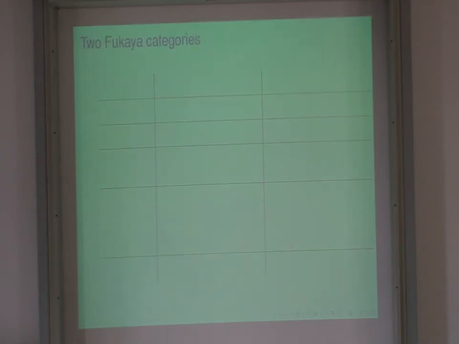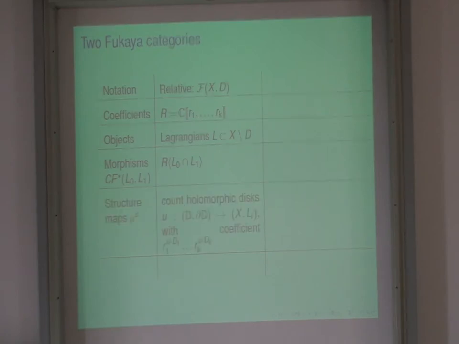Okay, so now I'm going to tell you about two versions of the Fermat category. First one is the relative Fermat category. This one is going to be the one that appeared in the theory. This relative Fermat category is the one that's defined over this power series ring rather than the Novikov field. Its objects are Lagrangians in X which avoid the divisors D. The morphism spaces are generated as R-modules by intersection points between the Lagrangians, modulo some story about perturbing if the intersections aren't transversal. And the A-infinity structure maps count all holomorphic disks mapping into X with boundary on the relevant Lagrangians.